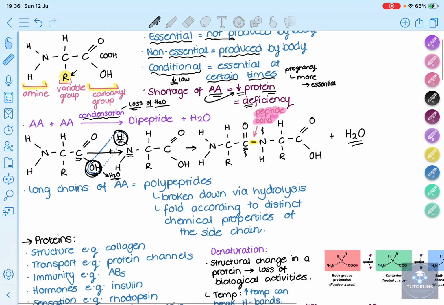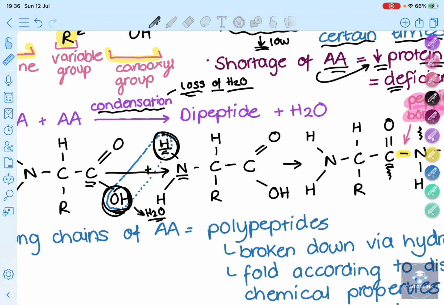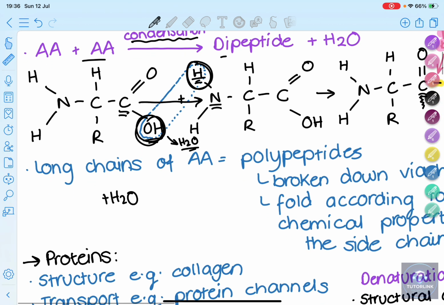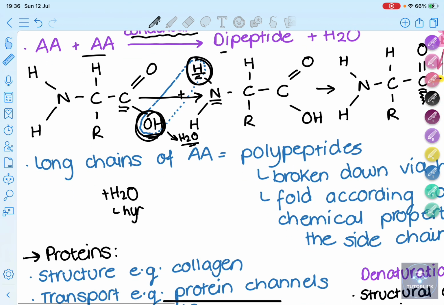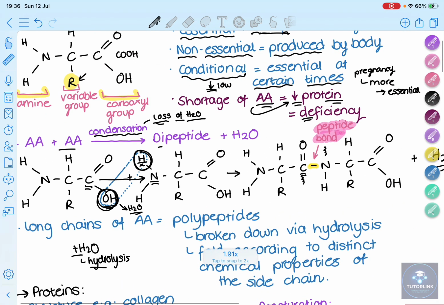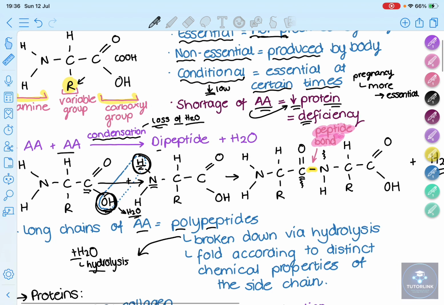Now, if we want to do the opposite, if we want to convert the dipeptide back into the amino acids, we're going to add water, and we're going to get a hydrolysis reaction. Okay, so condensation is loss of water, hydrolysis is addition of water. Now long chains of amino acids are called polypeptides. Poly meaning many. Like I said, they get broken down via hydrolysis.